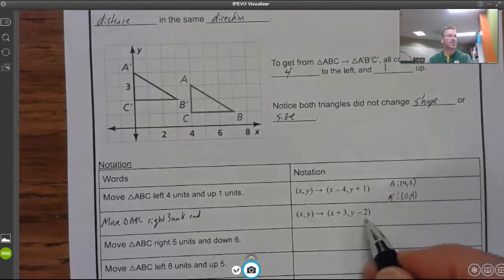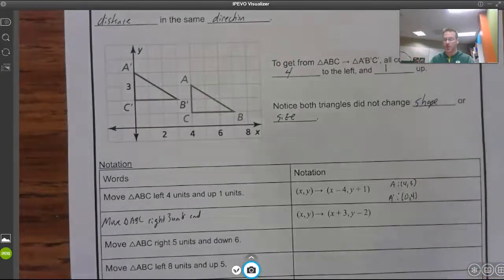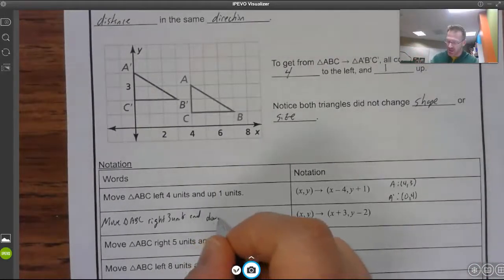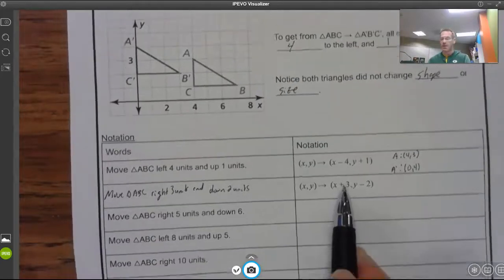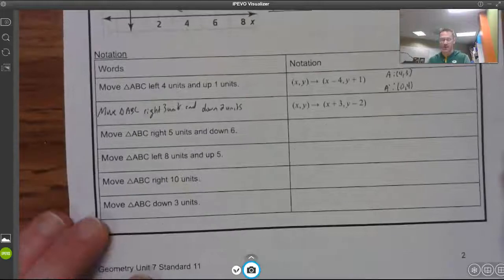And minus 2 this time. So I want to move it down 2 units. All right, so the notation is very specific. Now let's write a few of these.